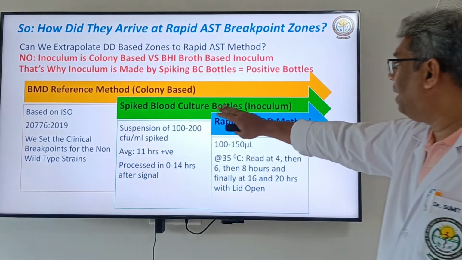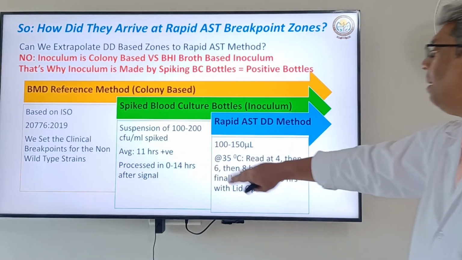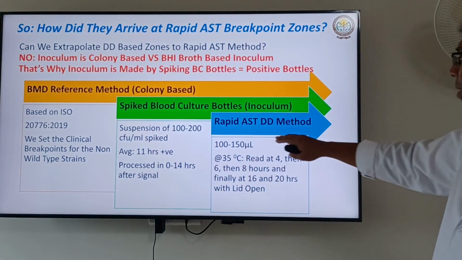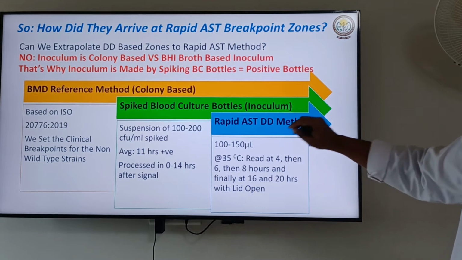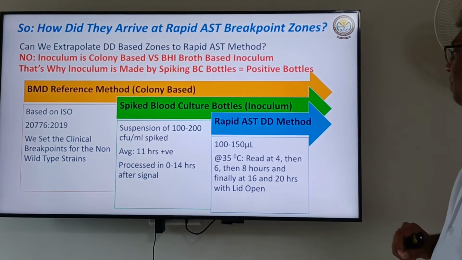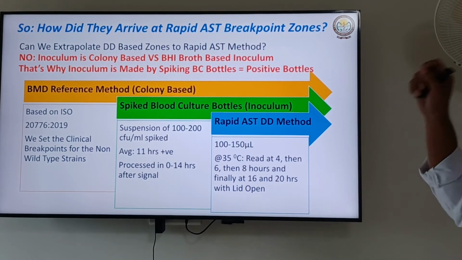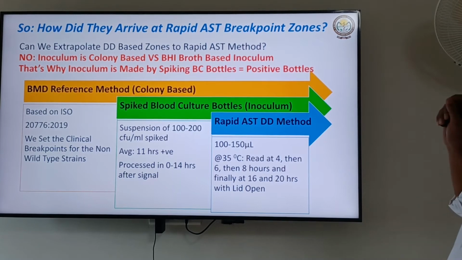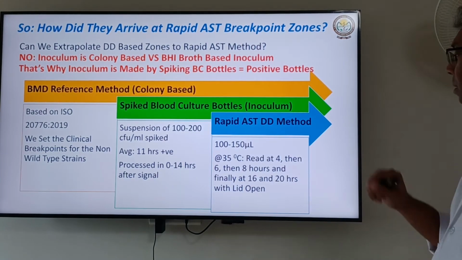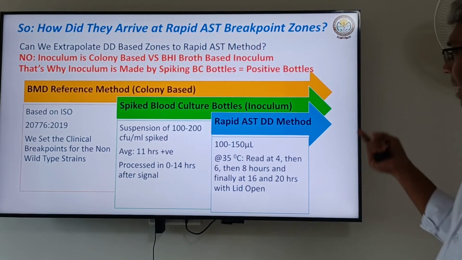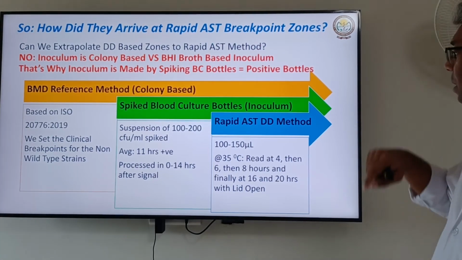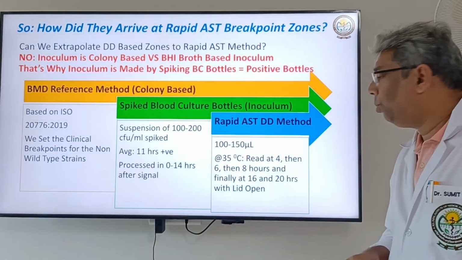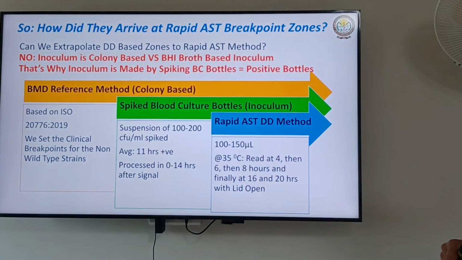Once this spiked blood culture bottle turns positive, they use that inoculum, take around 100 to 150 microliters, roughly 125 microliters, and put it on the Mueller-Hinton agar. The swabbing is done, and then the same antibiotic discs which are normally used are put on these plates.